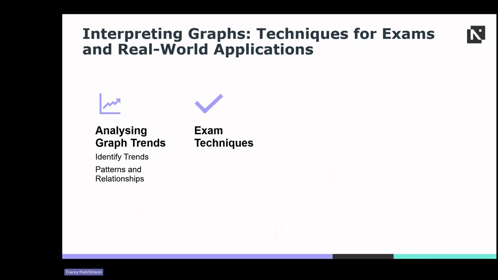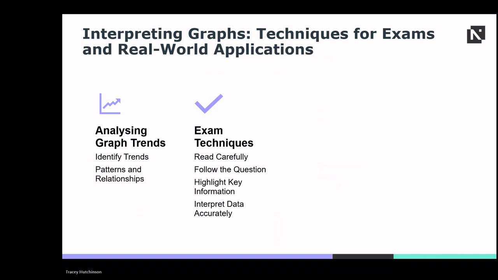In regards to exam techniques, start by reading the title and labels carefully to understand what the graph represents. Focus on what the exam question is asking. Look for specific trends or data points mentioned. Identify and highlight or note key features of the graph, such as peaks, troughs, or patterns, and be precise in describing what the graph shows. Use correct terminology and avoid making unsupported claims.